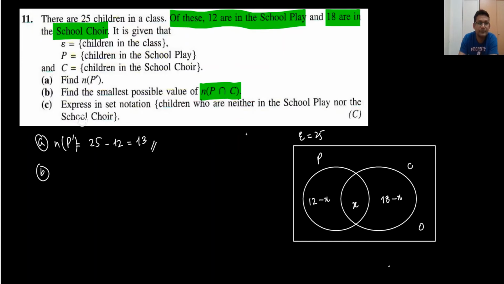Part B. Find the smallest possible value of this. Smallest intersection. Smallest means this should be 0. So 12 minus x plus x, all the areas I'm adding, plus 18 minus x plus 0 is equal to 25, and you can get the value of x. It is coming 5 all the time. Surprise.